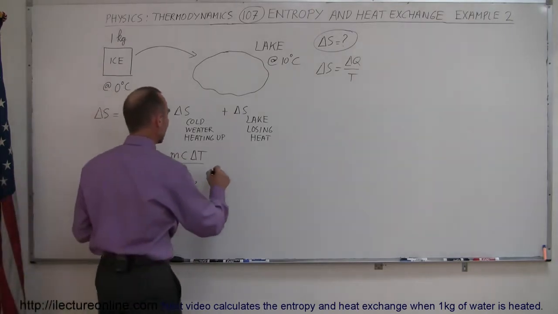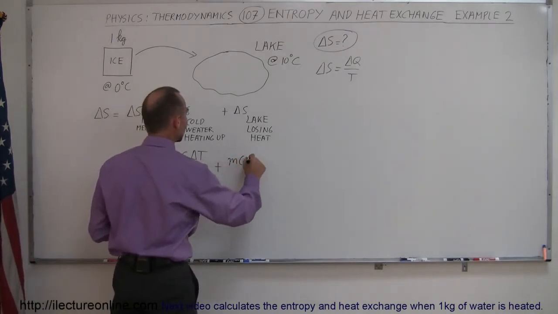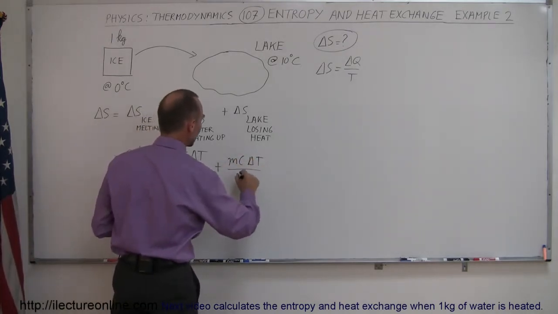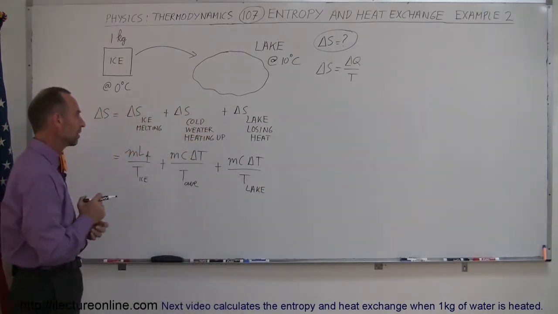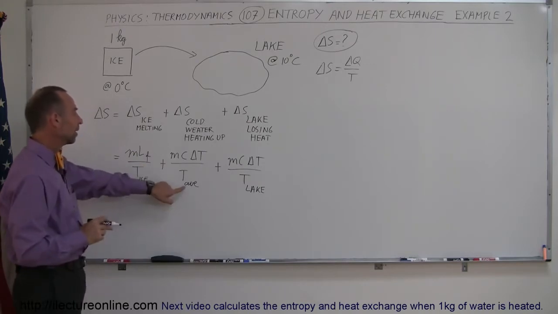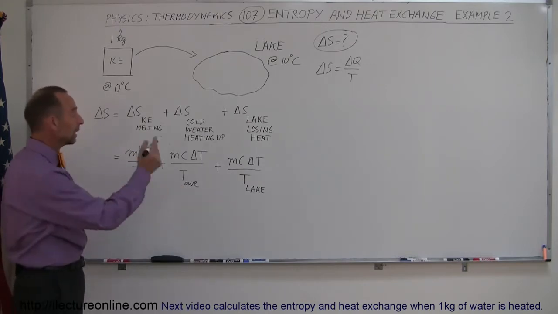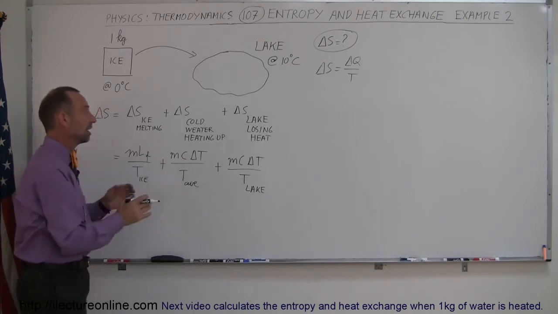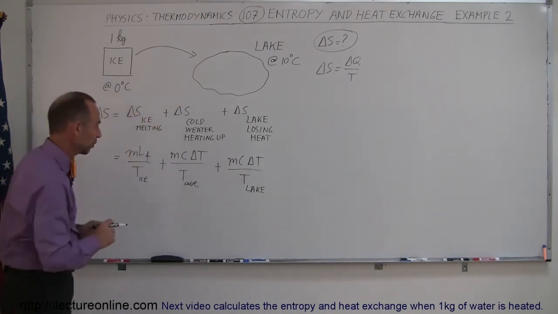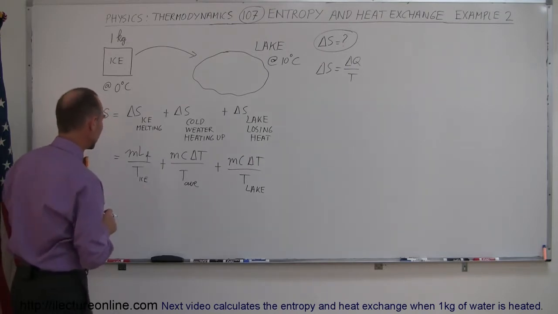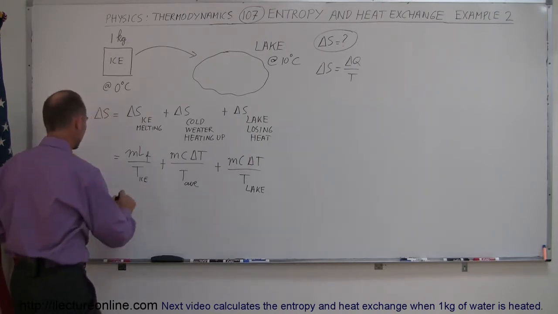And then finally, we can say plus the mc delta T divided by the temperature of the lake, because we can say that the lake is so big it's not going to change in temperature, so that will stay fairly constant. All right, I'm taking the liberty of not using the equation where I need to integrate because the difference between 0 and 10 degrees is very small, so we don't have to worry about any residual errors for that. All right, let's plug in the numbers and see what we get.